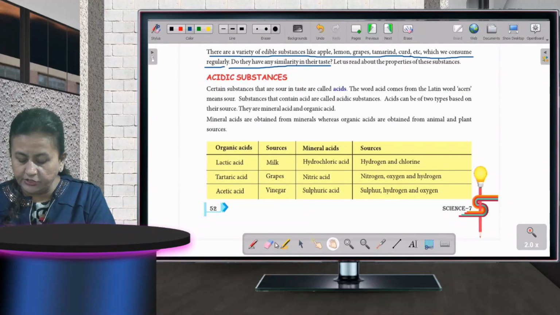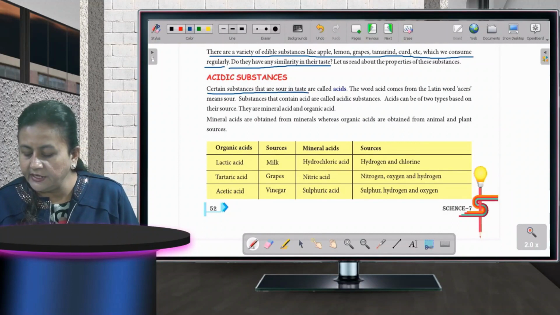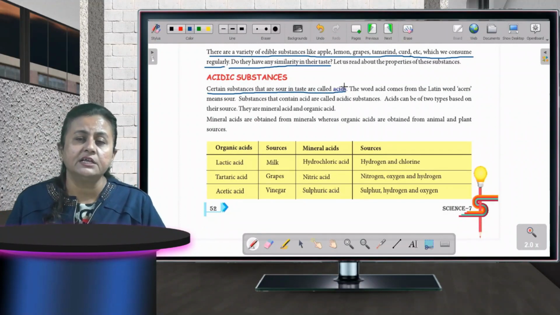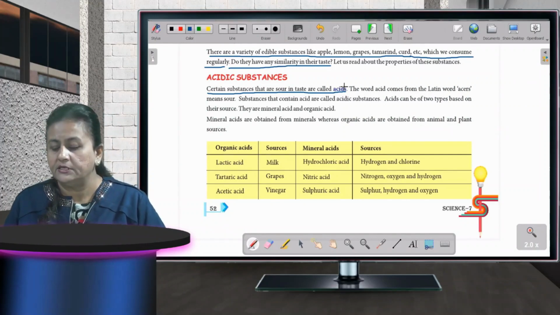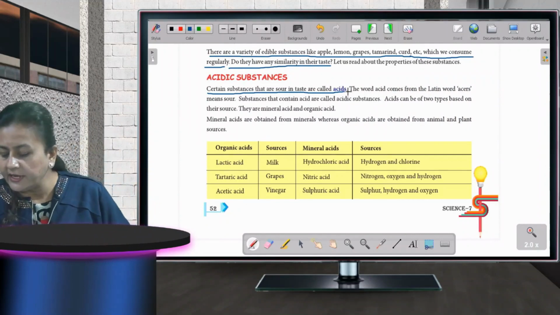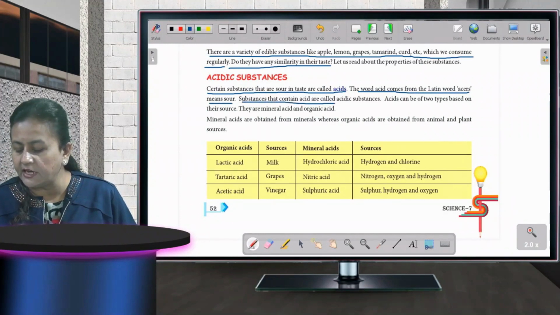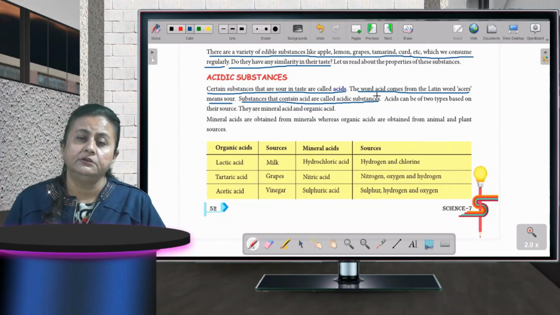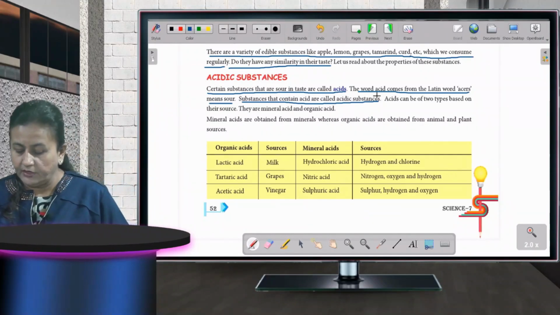As you all can see on your screens also, certain substances that are sour in taste are called acids. The word acid comes from the Latin word acere, which means sour. So substances that contain acid are called acidic substances. Anything which has got a sour taste is an acid.